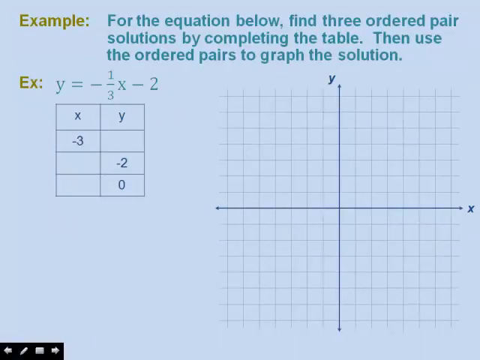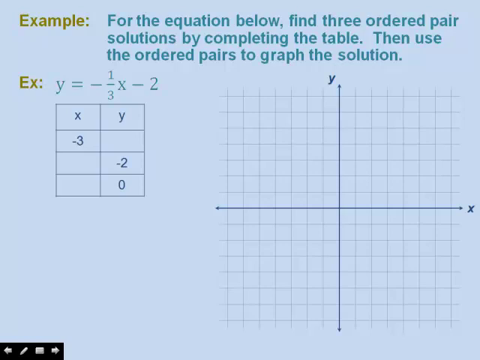Okay, let's look at another example. For this one, we have the same idea. We have a table that's already started. So we're going to find the 3 ordered pair solutions. And then we're going to plot those ordered pairs as points and then graph the line from there.